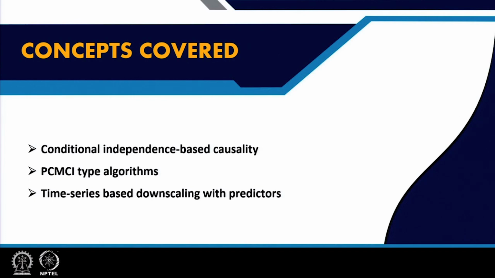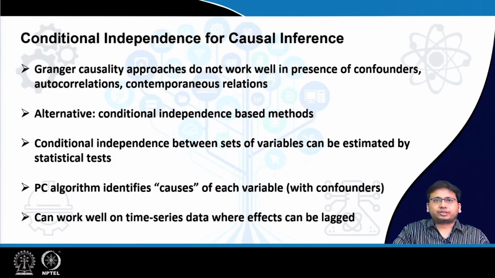The concepts which we are going to cover today are conditional independence based causality, PCMCI types of algorithms, and time series based downscaling with predictors. Like in the last lecture, we discussed Granger causality and studied its use cases, say to identify the causes of rising global temperature, where we tried to express the global time series of global temperature as a linear function of the time series of some other variables, including the CO2 concentration and so on.